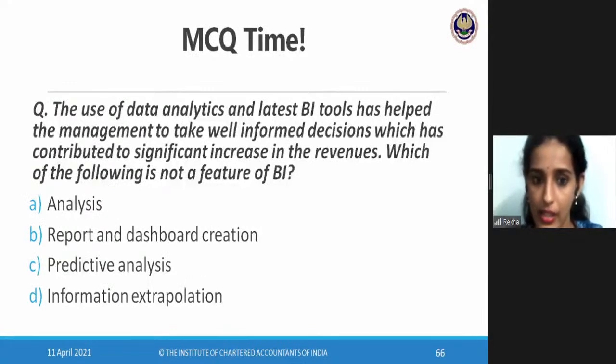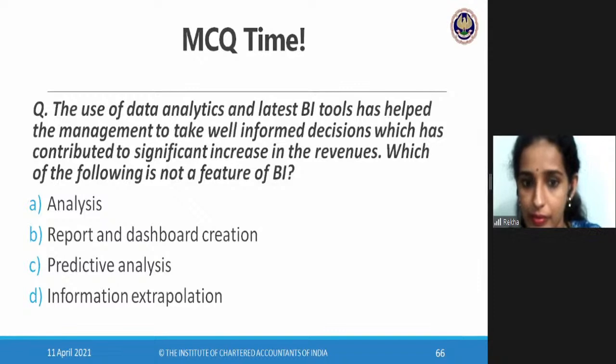Okay. Just go through this MCQ. What is the answer for this MCQ? Which of the following is not a feature of BI?